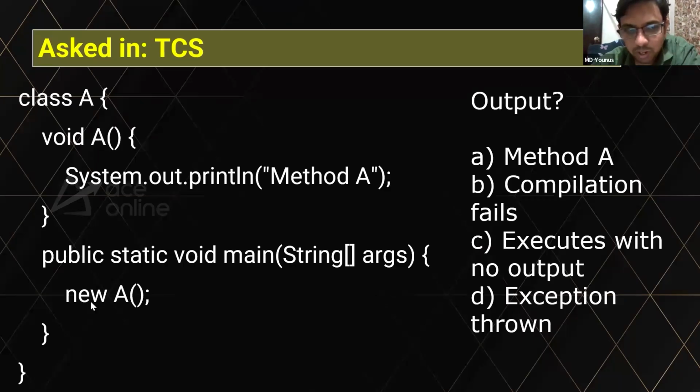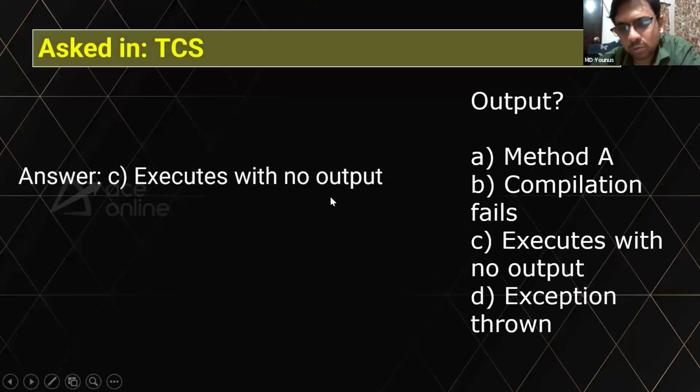You see, methods will not be invoked like this with the new operator. Even though I'm using A here, I'm not calling the method. I'm calling the constructor, which is default, and it does not do anything, so there will be no output for this program. So the method is not getting executed, so option A is wrong. There is nothing wrong with this program, so no compilation or runtime error. So option C is correct. It will execute with no output. Is this clear for all?